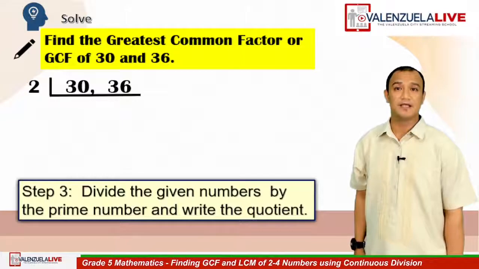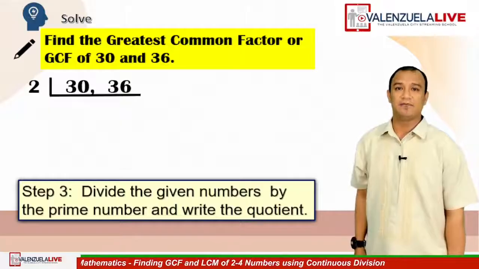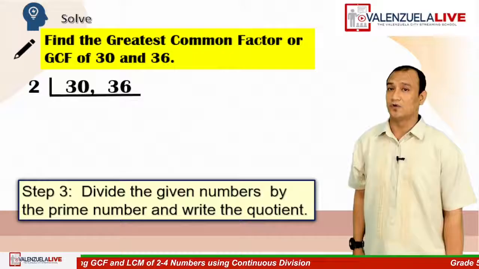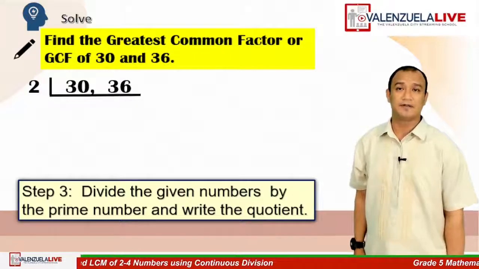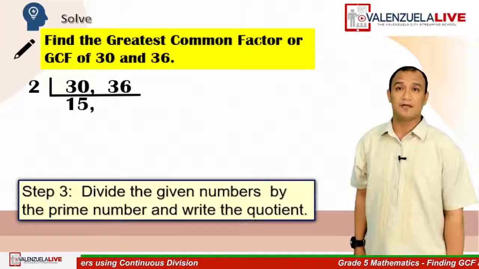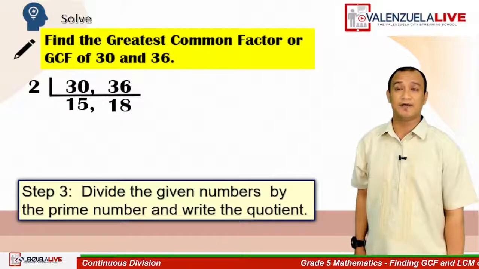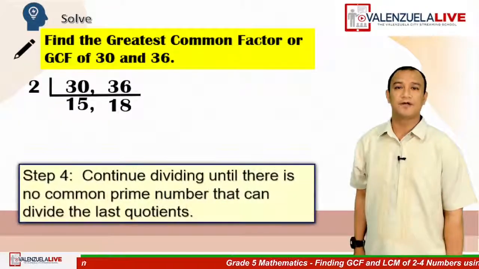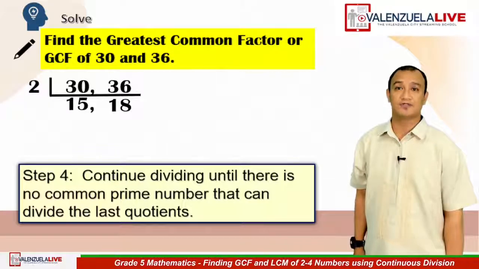For step 3, divide the given numbers by the prime number and write the quotient. So let us now divide. 30 divided by 2 is 15 and 36 divided by 2 is 18. For our step 4, continue dividing until there is no common prime number that can divide the last quotients.